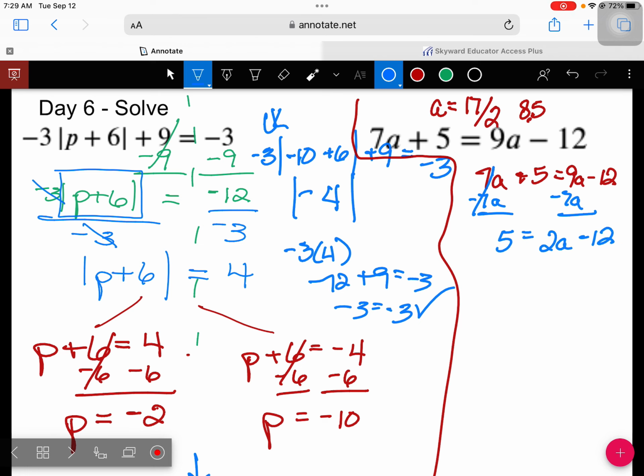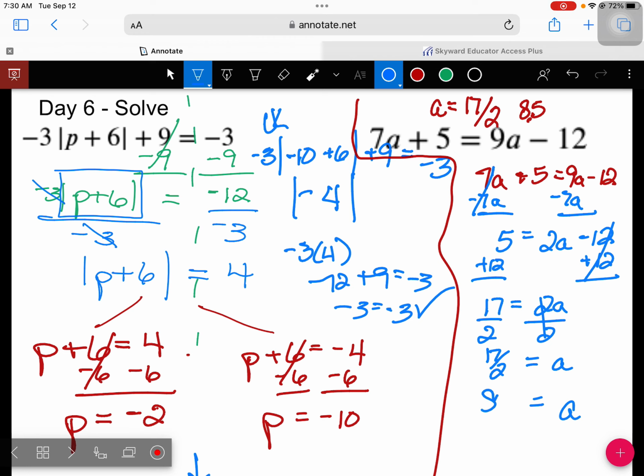Get my numbers to the left by adding 12. And I get 17 is equal to 2 times a, divide by 2. And you can leave it as a equals 17 halves, or you can take that to be a is equal to 8.5, or you can say a is equal to 8.5. All of those are correct.